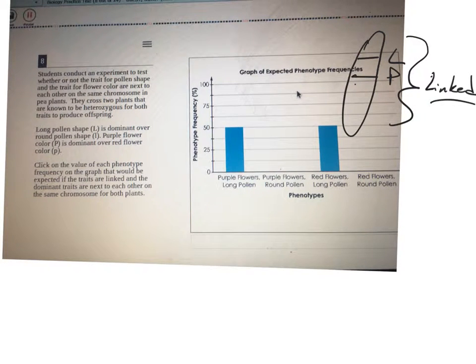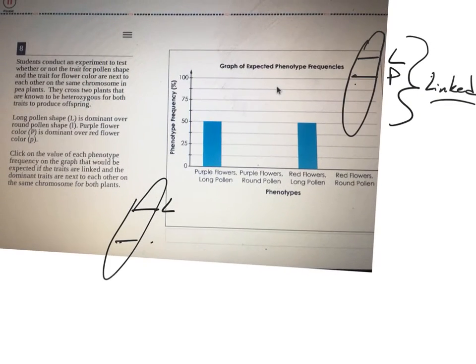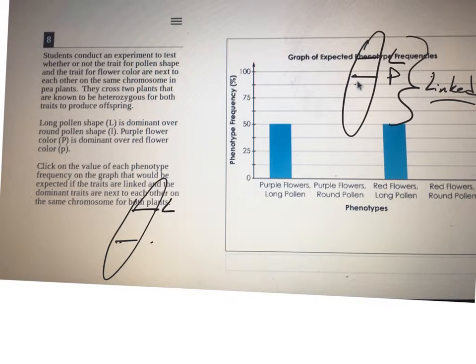So the next part of this reading says they cross two plants that are known to be heterozygous for both traits. So they're heterozygous for both traits. So that means that you have a plant that is big L. Oh wait, let's read the whole thing because if I remember correctly, there's another little trick to this.